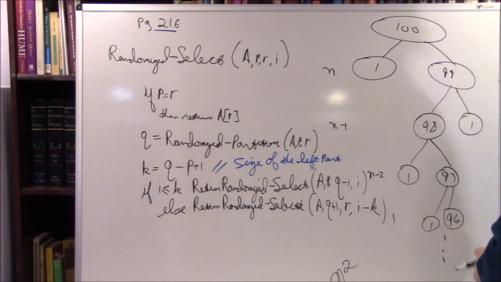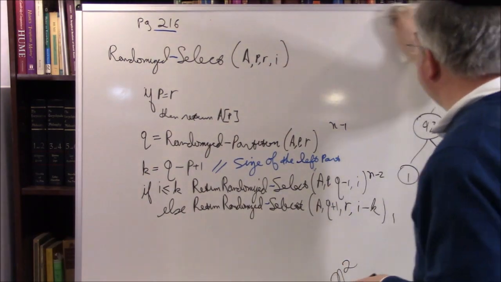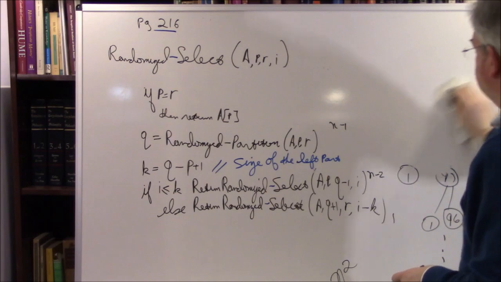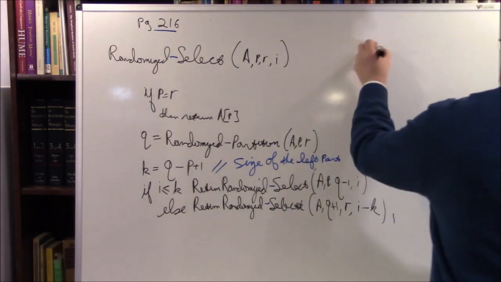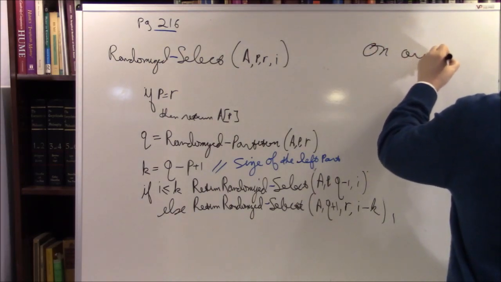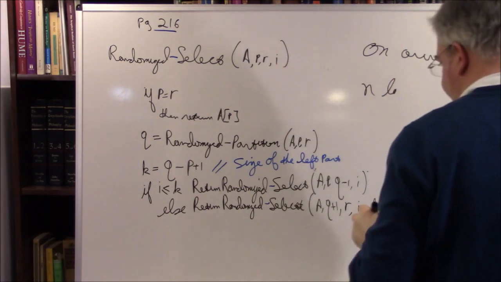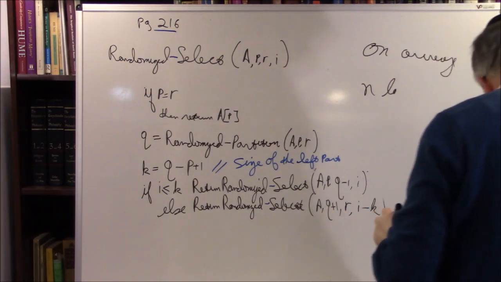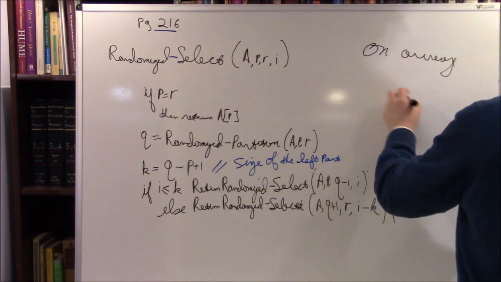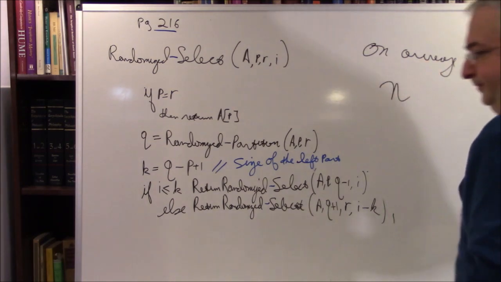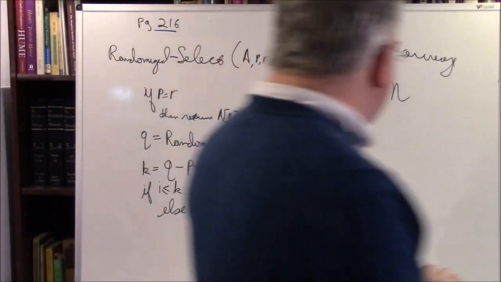However, the book does a whole analysis. You're not responsible for the whole analysis, but the book does a whole analysis to show you that on average, the algorithm was n. It does n operations. And the reason is as follows. Just think about it. Okay?